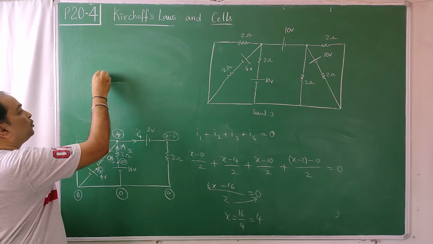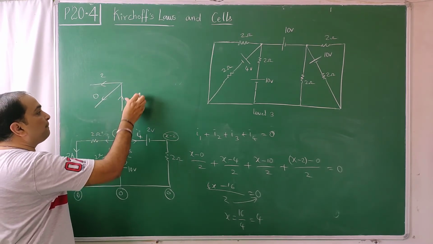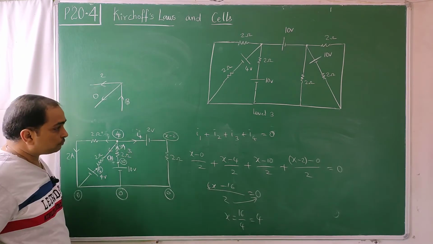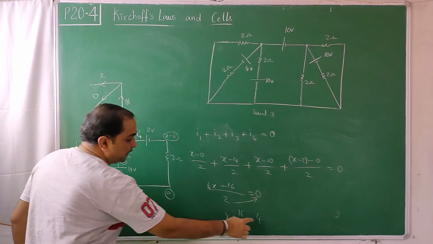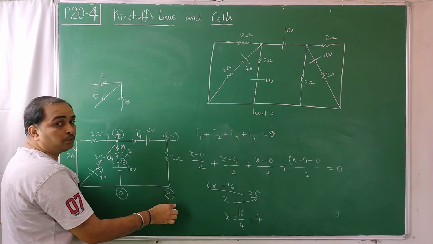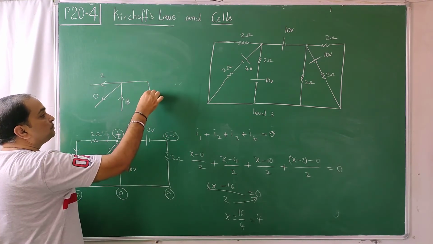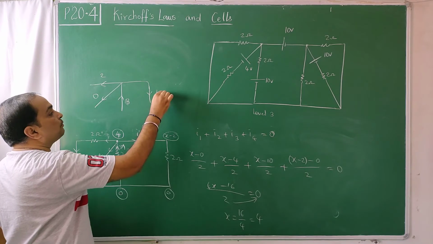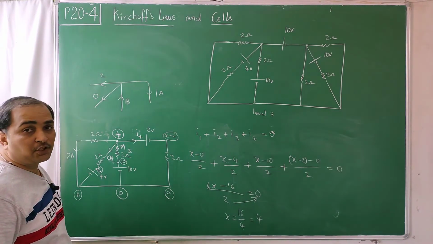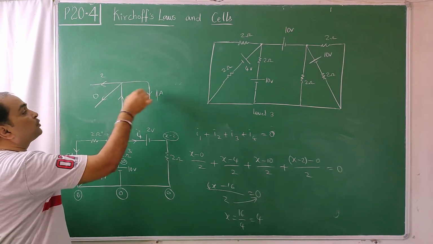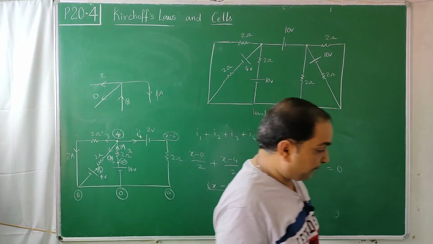So 2, 0, 3. Incoming, outgoing. How much is this? X minus 2, that is 4 minus 2, that is 2. 2 minus 0, 2 by 2. So this part is 1 ampere. Just check whether it is following your KCL, Kirchhoff's current law. 3 is coming, 2 and 1 is going, so here current will not go. That's true. So our calculation is properly done.